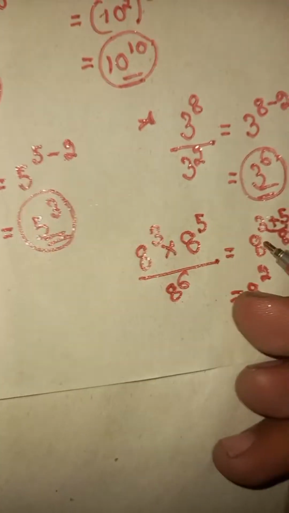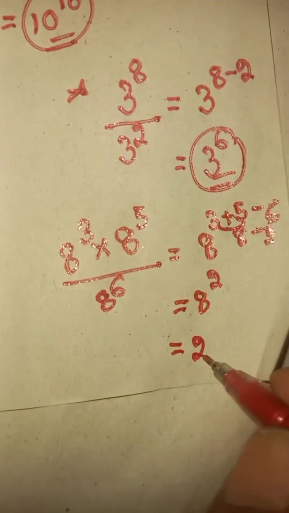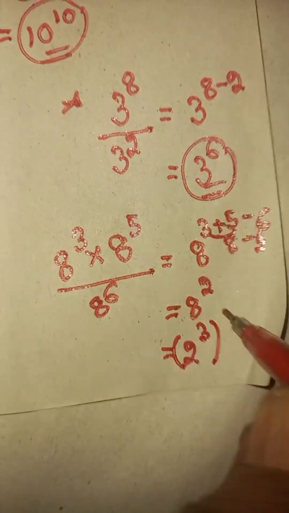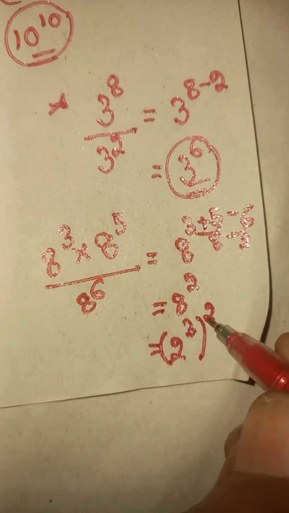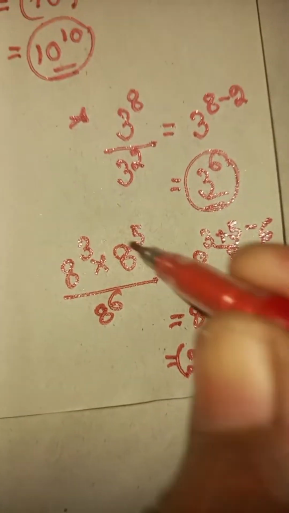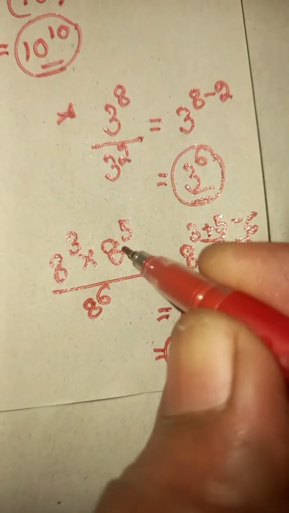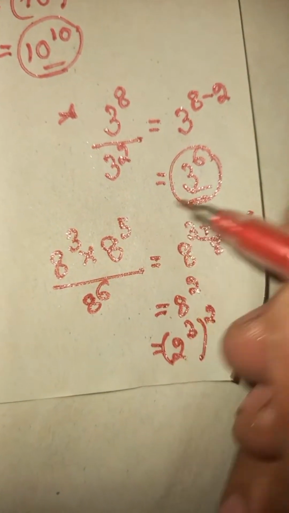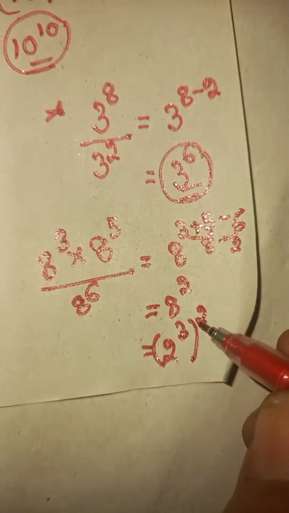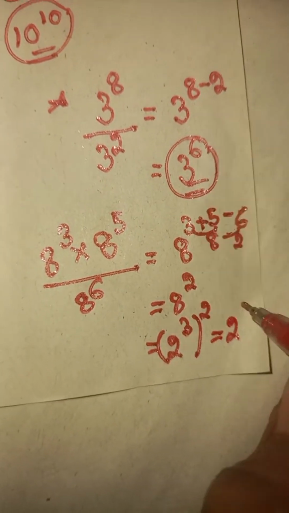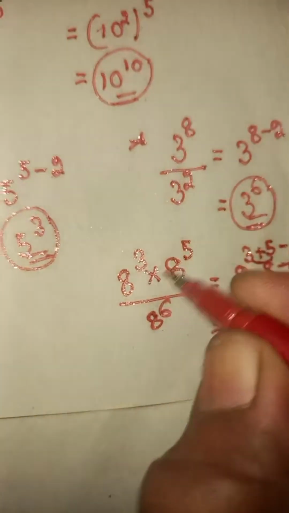8 square you can simplify by writing 8 as 2 cube. 2 cube whole square. Now multiply. When there are brackets, you need to multiply. When this complete number is being raised, you need to multiply the powers. Here 3 times 2 is 6. So it is 2 power of 6. That is the simplified form of this. Let's take one more problem.